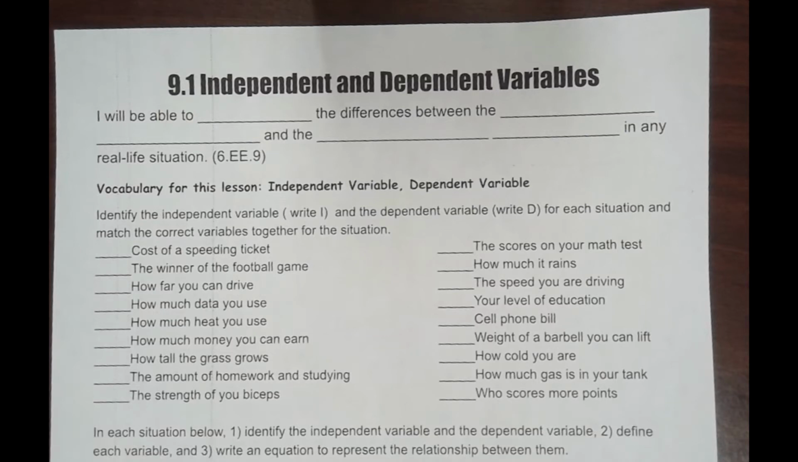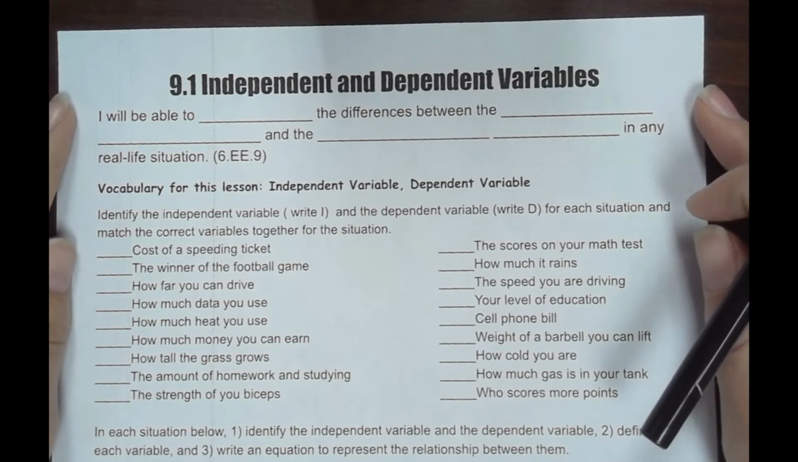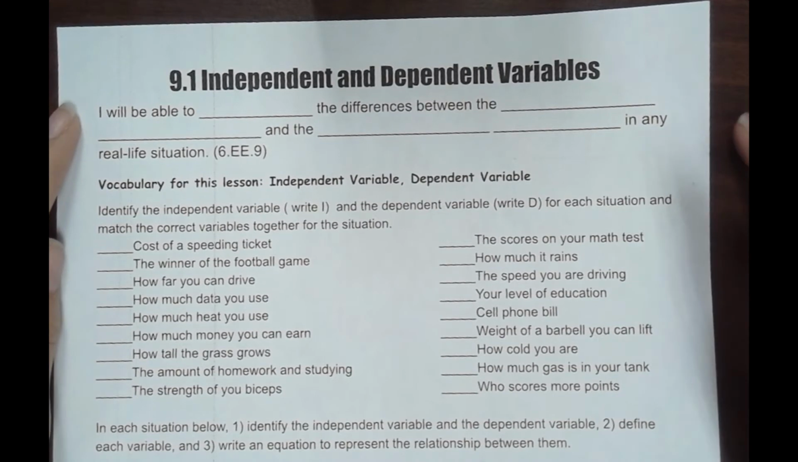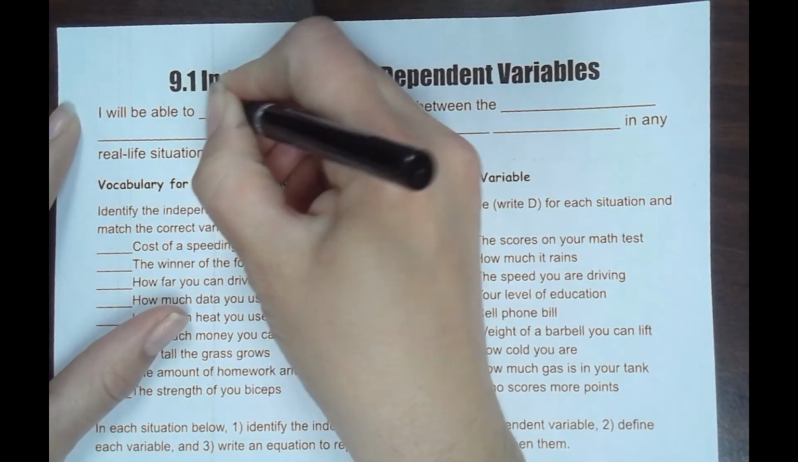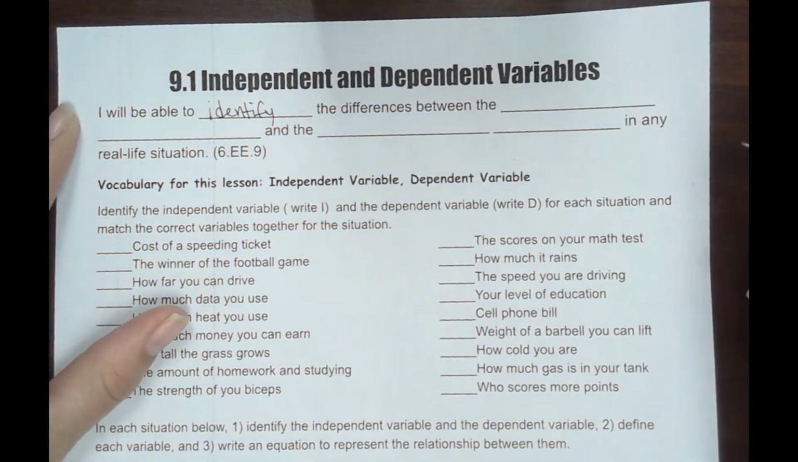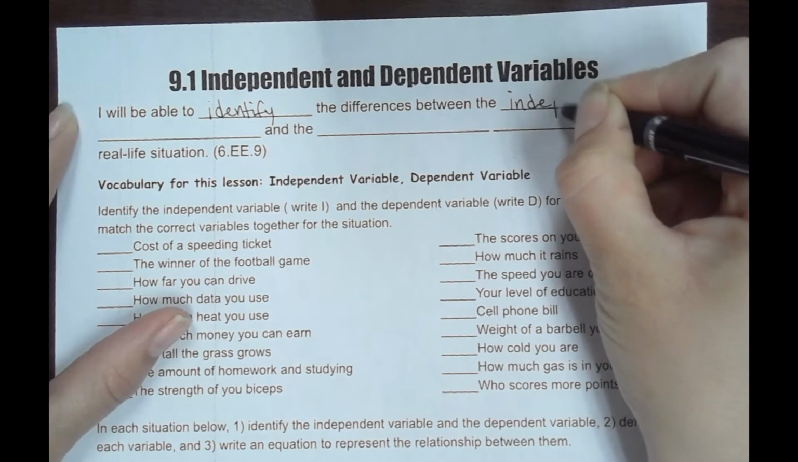Welcome back. This is lesson 9.1 journal. We are on page 120 of your math journal. Independent and dependent variables. I will be able to identify the differences between the independent and dependent variables.